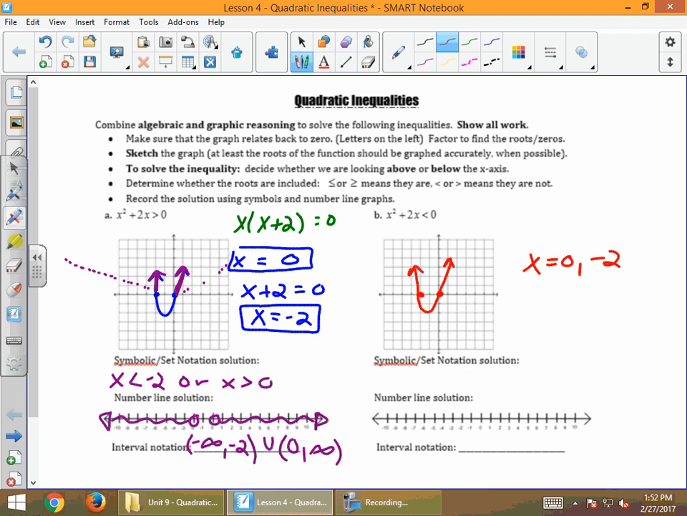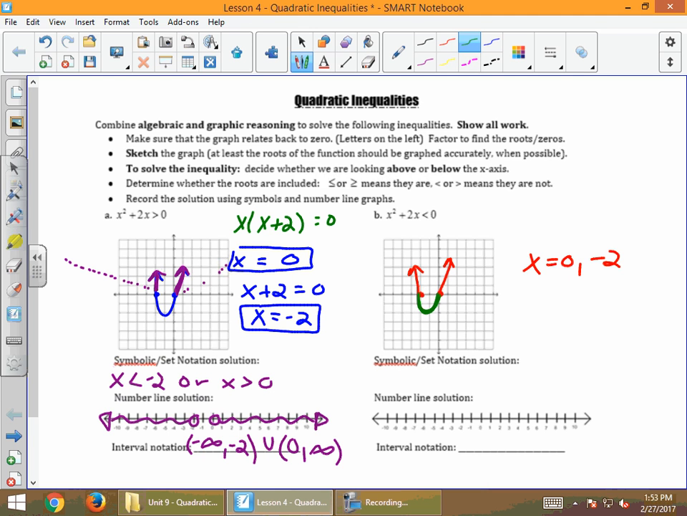This time it's a little different. Because where are we looking? Above or below the x-axis in this one? Below, because it's less than. So we're going to say, hey, which x values can I plug in that will give me a negative number? And that is below. So this chunk of your graph right here.